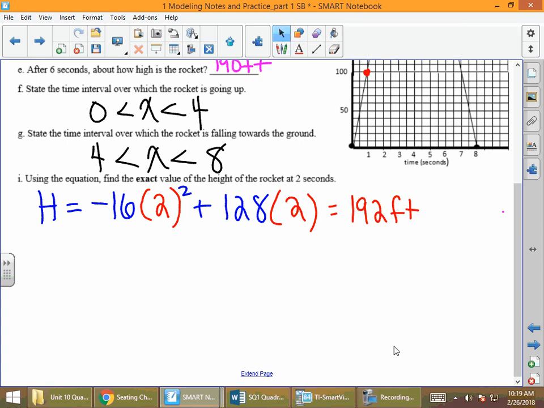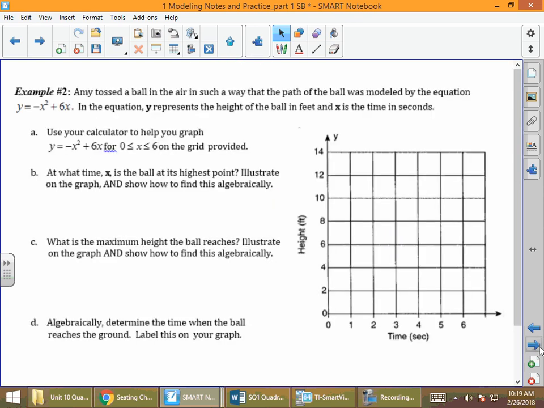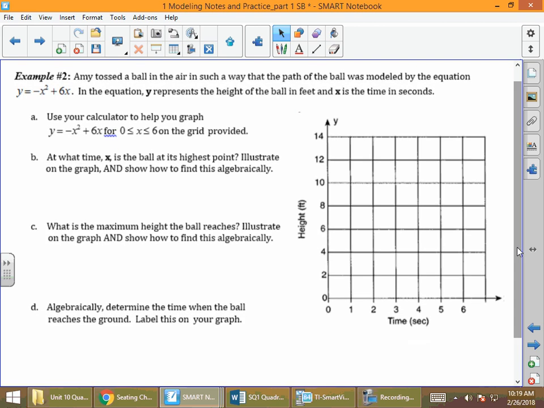So it's nice when the picture's already drawn in for us. But as we flip our page, it's not always. So our model here for this second one is that Amy tosses a ball in the air in such a way that the path of the ball was modeled by the equation y equals -x squared plus 6x. In the equation, y represents the height of the ball and x represents the time in seconds.